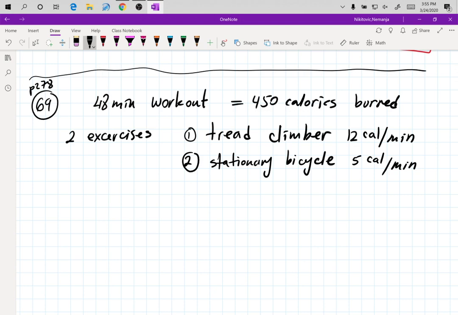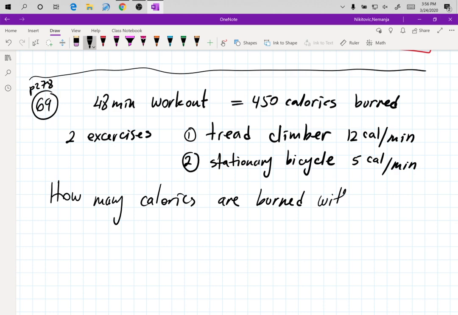All right. So how many calories are burned with each of the exercises? That's what we want to know, right? So how many calories are burned with each exercise? Cool.